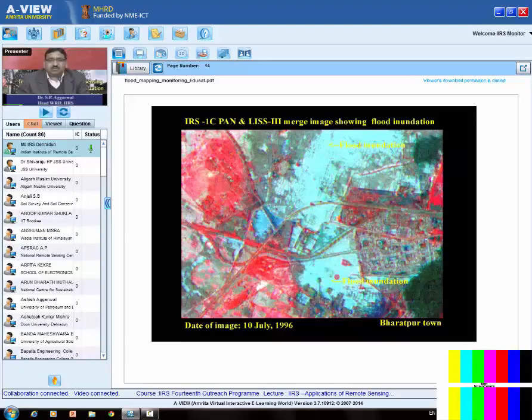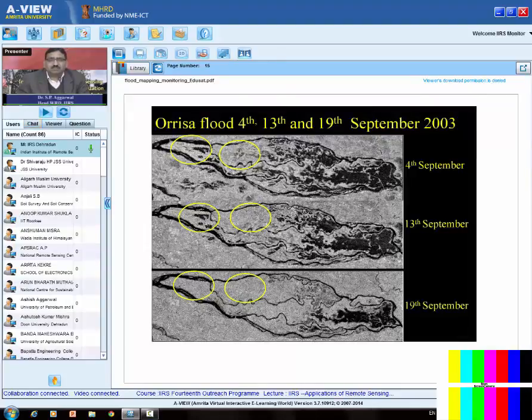This is another picture. You can see the high resolution picture, the road network, and all these things, and you see the flooded area. But then the question arises: it is not only the area of the flood, it is also important what the duration of the flood is.